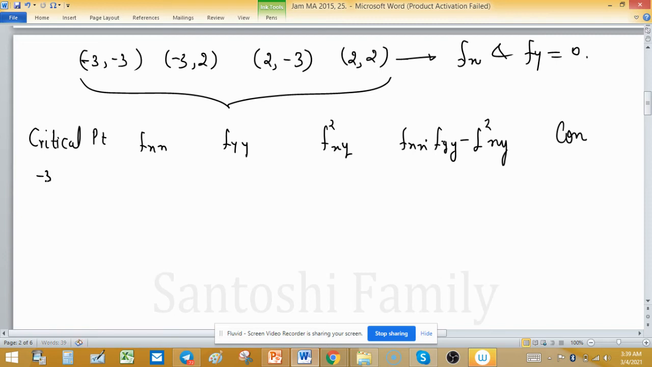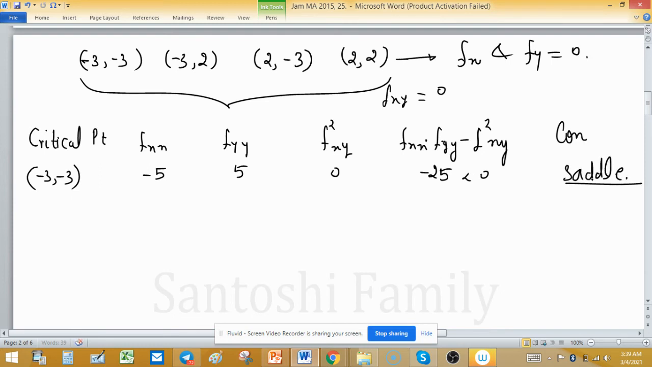So the first critical point is minus 3 comma minus 3. At this point, the value of fxx is minus 5, fyy is 5, and f square xy is always 0. So the product is minus 25, which is less than 0. So this is a saddle point. But the saddle point is not our concern here, because it is not asked. But a question may be asked, so we need some more information about this problem.